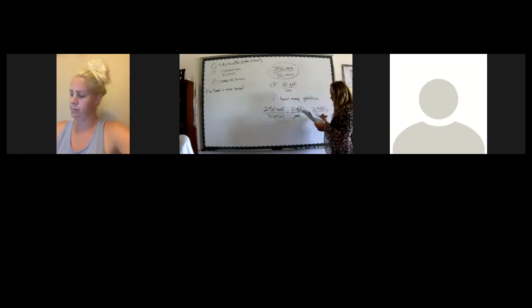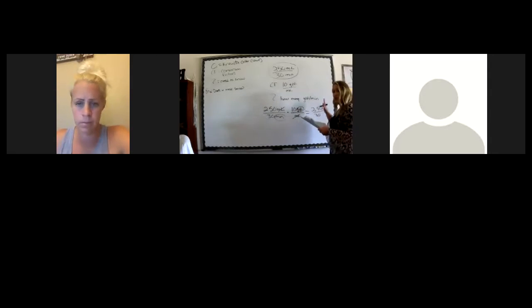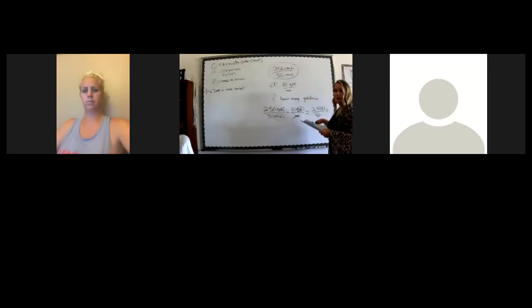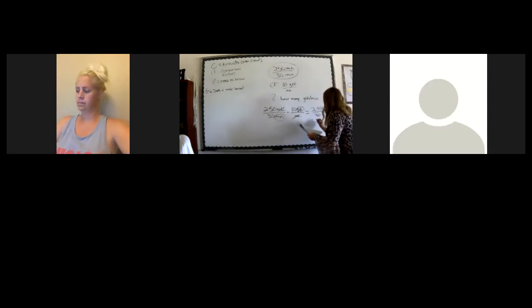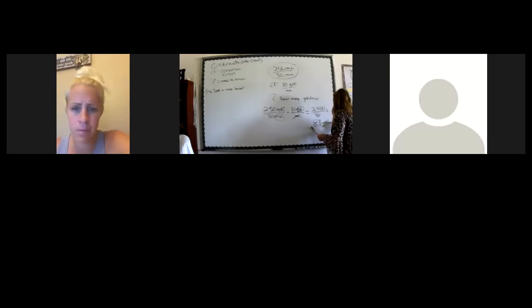But it says to round to the nearest whole number. So I'm just going to drop that 0.333. It's not bigger than a 5. So my final answer is going to be 83 GTT per minute.